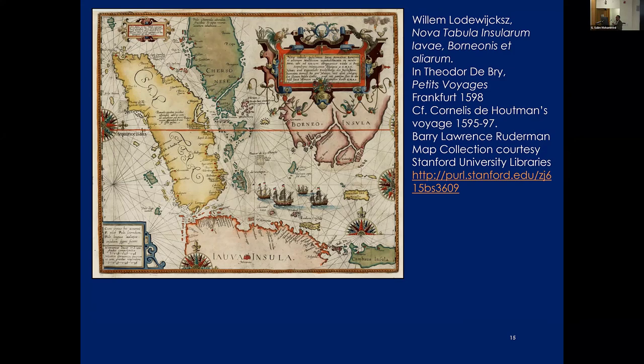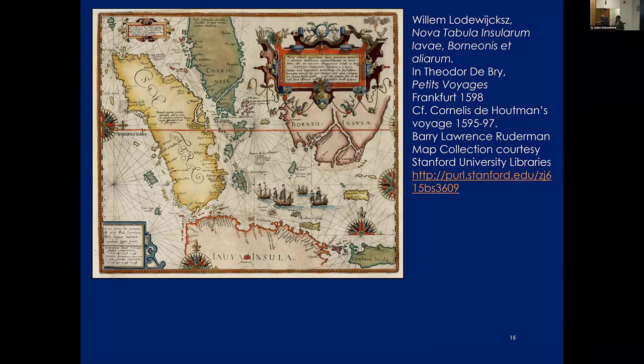This is on Barry Ruderman's map site, described as the forbidden map because it was withdrawn from publication. But Theodore de Bry somehow got a copy and was able to publish it because he was not at that point under Dutch jurisdiction. So this is a very special map for many different reasons. It's very interesting.